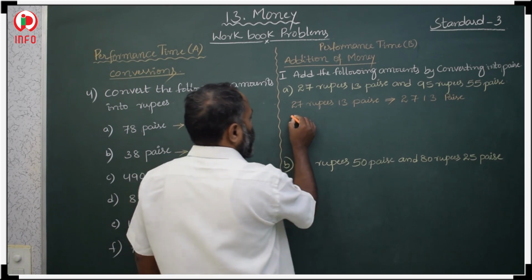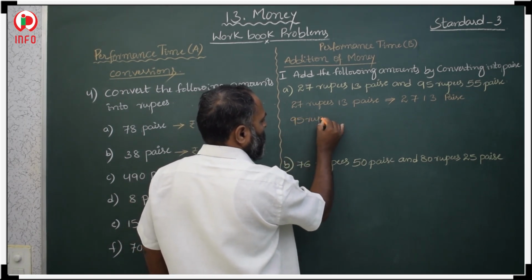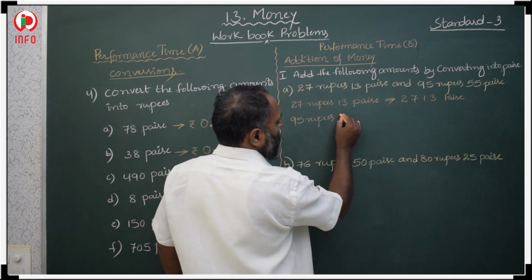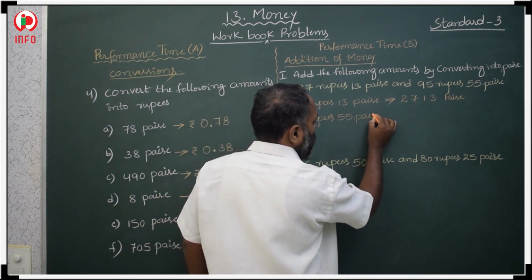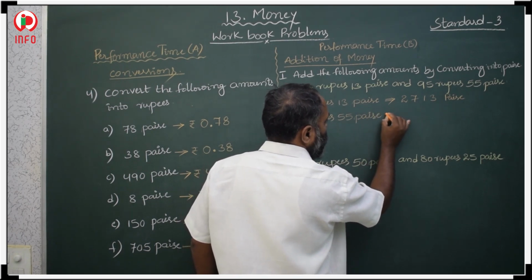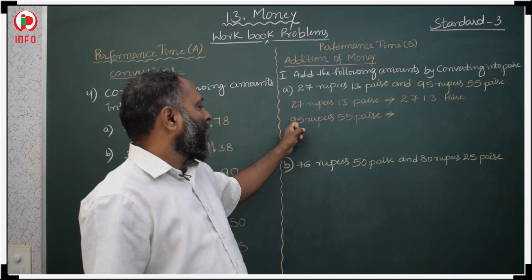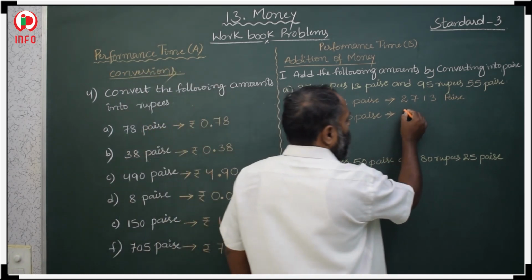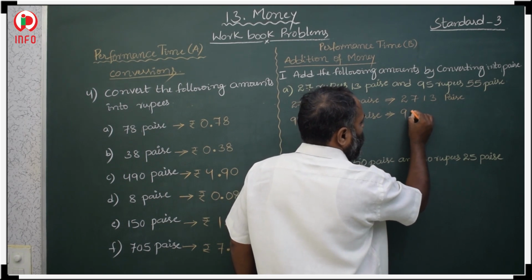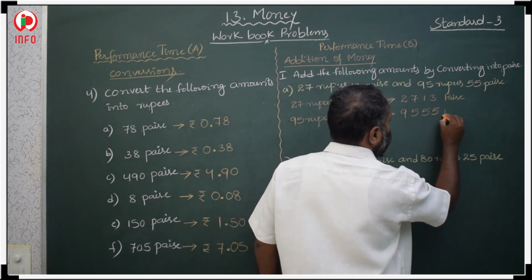Next, 95 rupees 55 paisa. How to convert? Just remove this rupees, then you will get 9555 paisa.